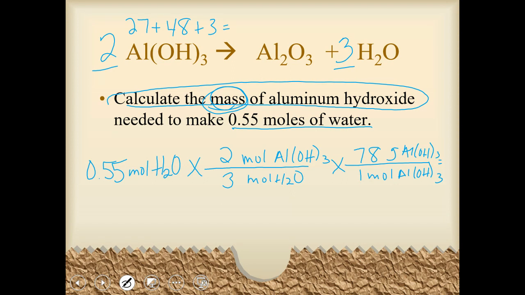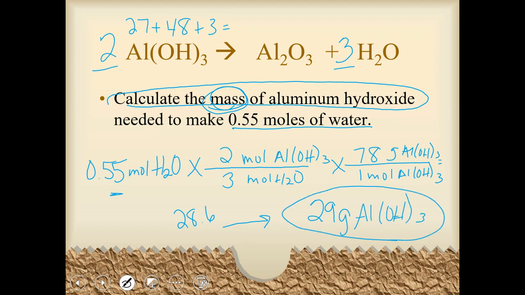And I got 28.6. I got to round it to 2 sig figs. 28.6 rounds up to 29. So if I want 0.55 moles of water, I got to weigh out 29 grams of aluminum hydroxide and decompose it. That's how much is needed to make that many moles of water.